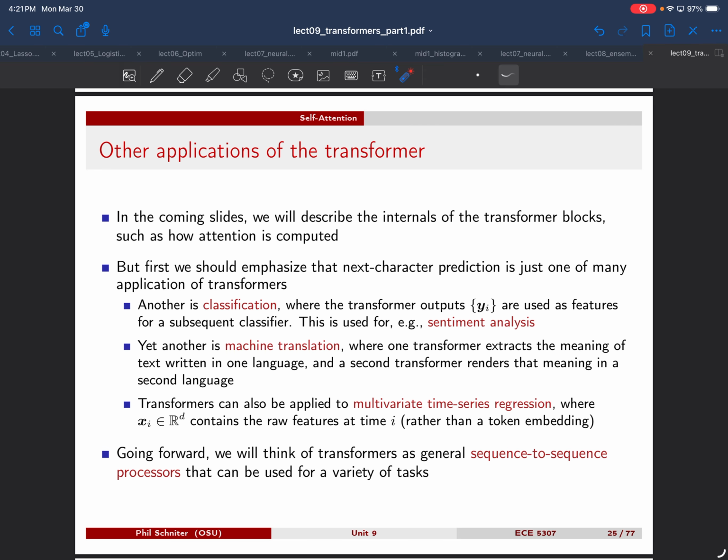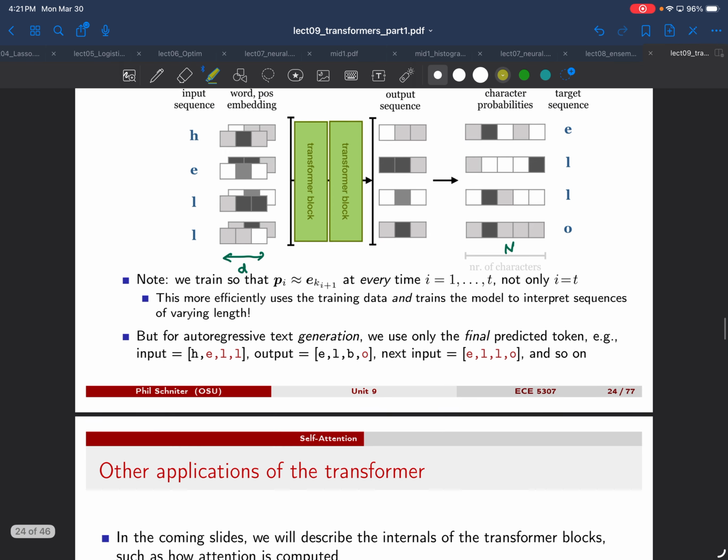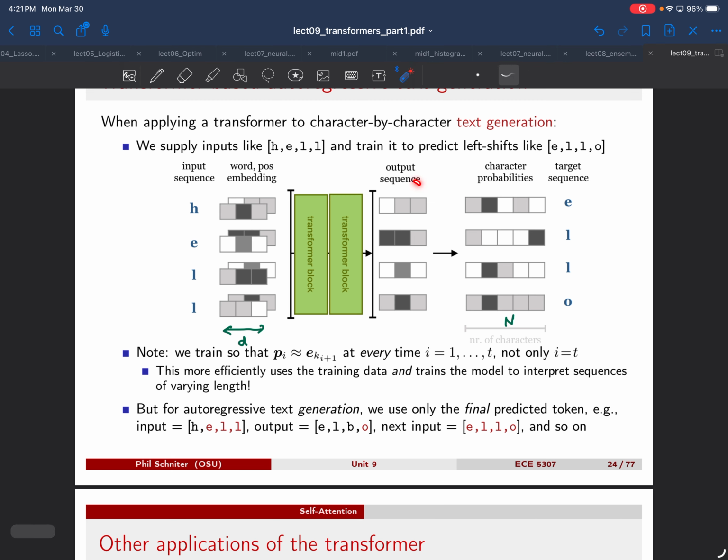All right, so we have focused on this autoregressive generation, or you could say next character prediction, but this is just one of many ways you can use a transformer. For example, another thing you could do with a transformer is you could build a classifier. So I'll show you later today some details, but what you could do is you would get this output sequence, and then you might just average all these output tokens down to one D-length vector, and then you build another linear classifier that uses those as features to predict whatever your label is.